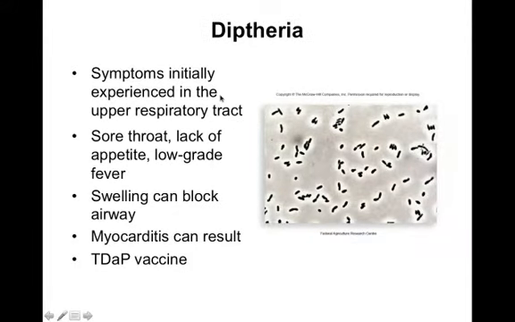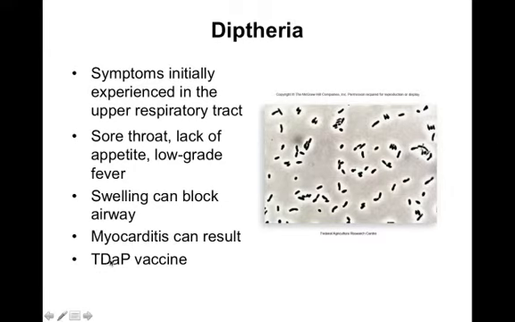Symptoms initially experienced are in the upper respiratory tract, so it's generally just a sore throat. You get the pseudomembrane formation, lack of appetite, and low-grade fever. The biggest problem is you'll get really huge swollen lymph nodes, to the point where it can actually block airflow and result in suffocation. If you have the illness long enough and don't get it treated, the diphtheria toxin can build up and migrate into the heart and cause myocarditis, which is basically a breakdown of the exterior lining of the heart.